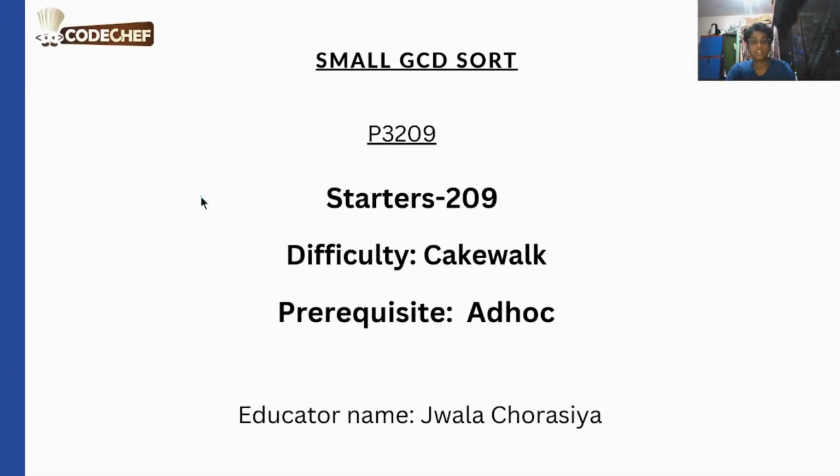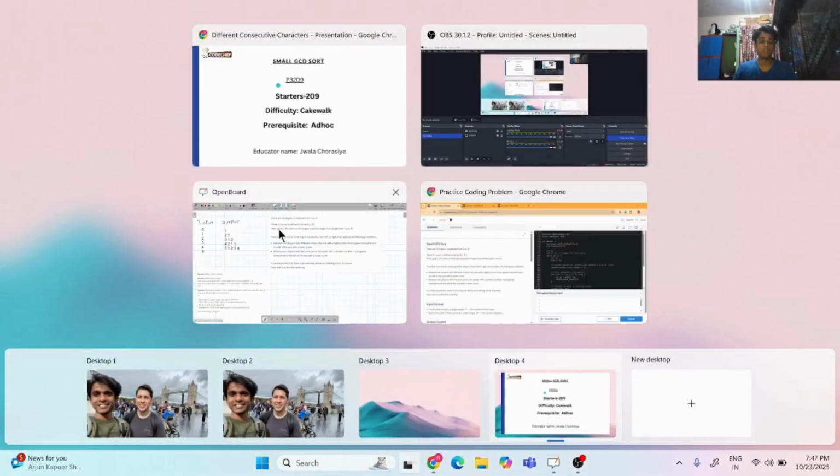Myself Jwala Charasi and today we are going to solve the problem which came into Starters 209. The name of the problem is Small GCD Sort and the problem code is P3209. The difficulty rating of the problem is cakewalk and the prerequisite is GCD. Let's start with reading the problem statement over here.